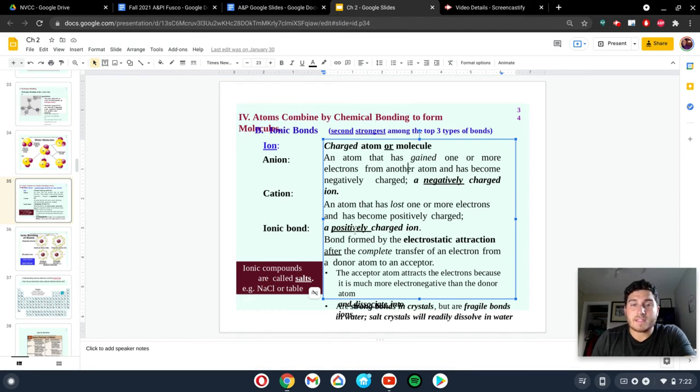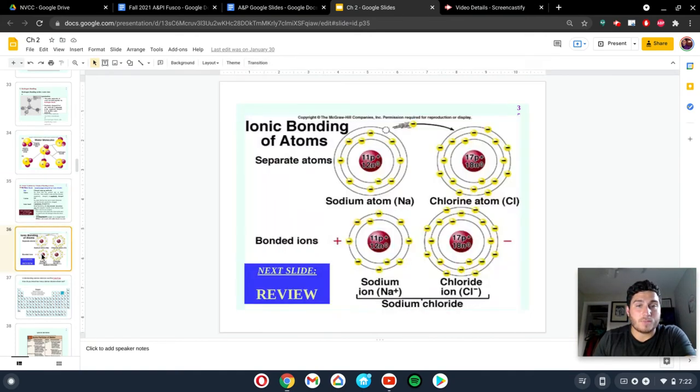With that said, an ionic bond is a bond that is formed due to an electrostatic attraction of a positive and negative atom. So they're going to bond together. An example is right here.